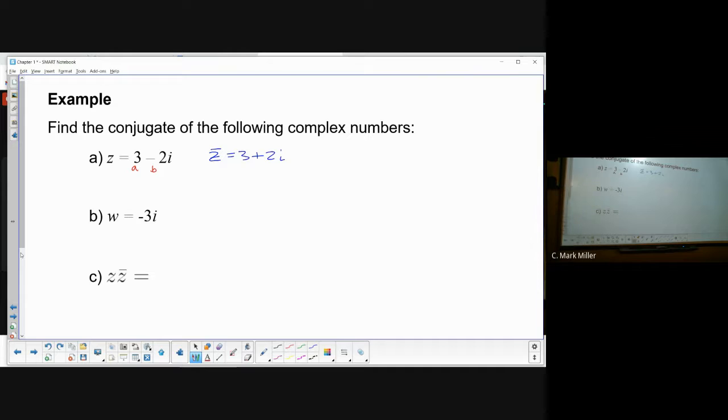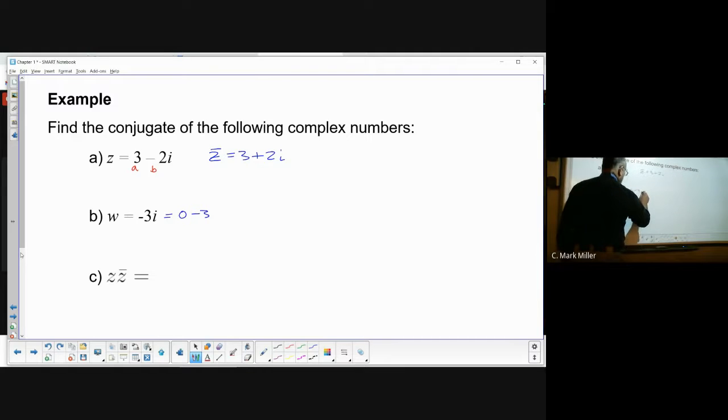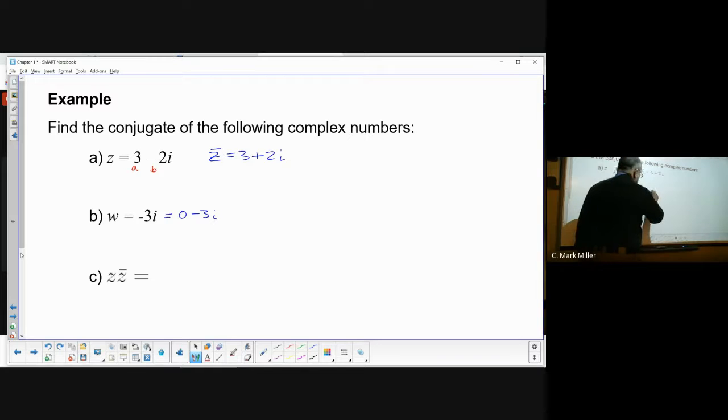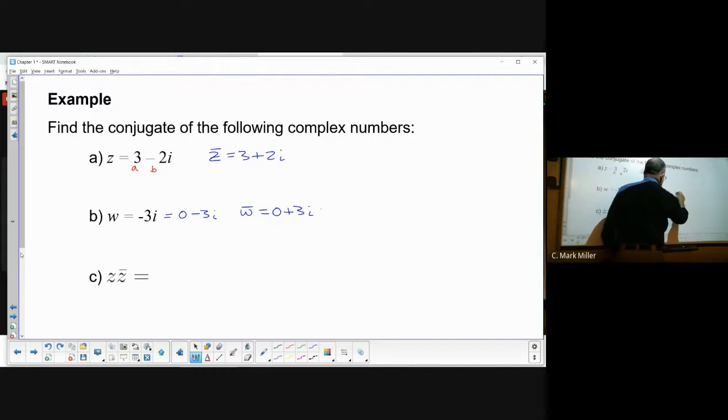W is minus 3i. What's the conjugate? I think the first thing you should realize is that minus 3i is 0 minus 3i. So the real part, the a part, is 0. This is a purely imaginary number. But to get the conjugate, you flip the sign in the middle. So w bar is 0 plus 3i, or just 3i.